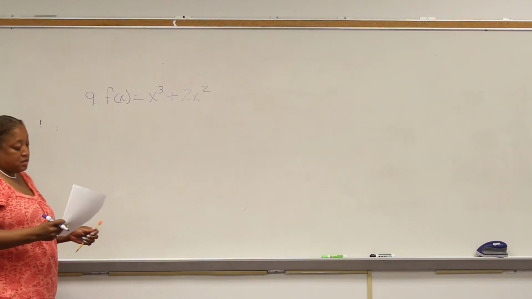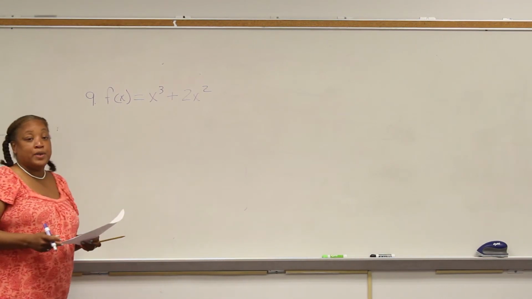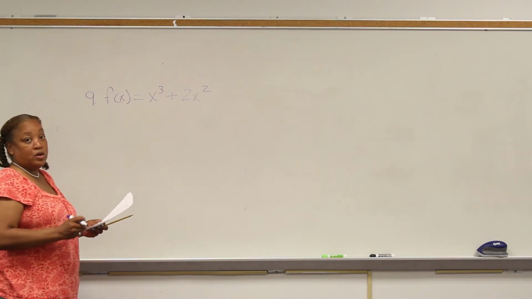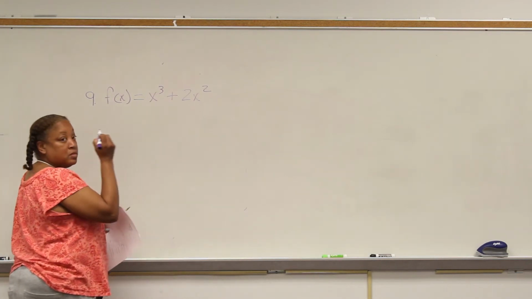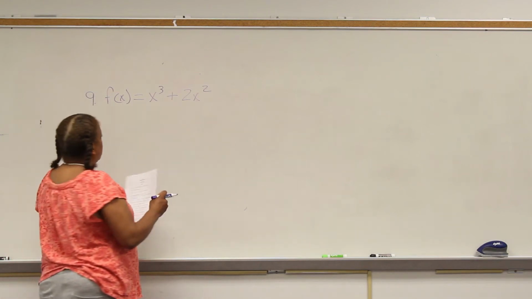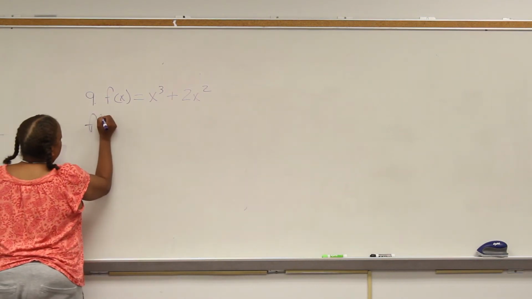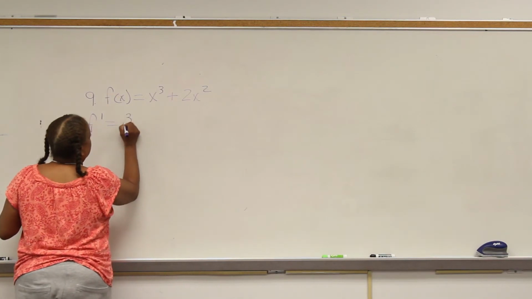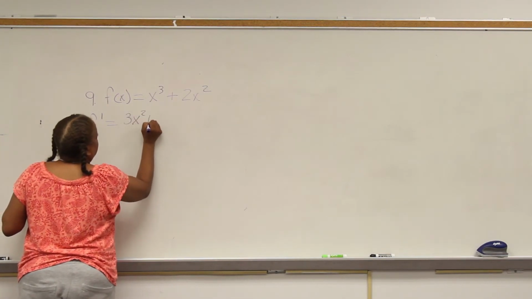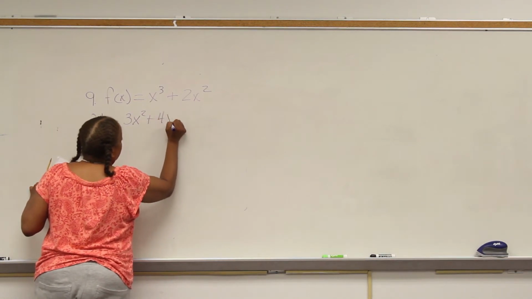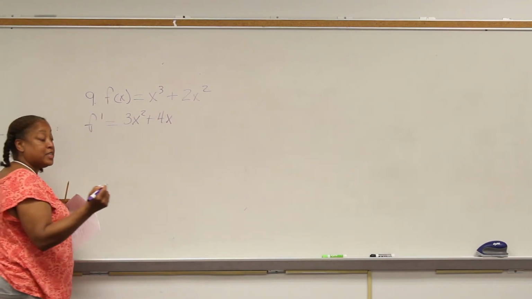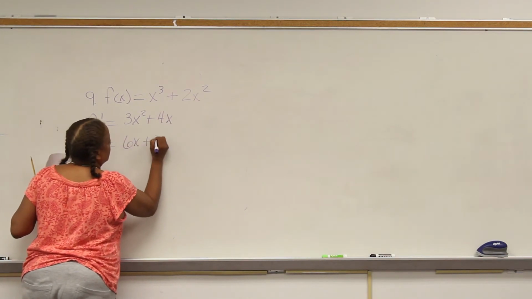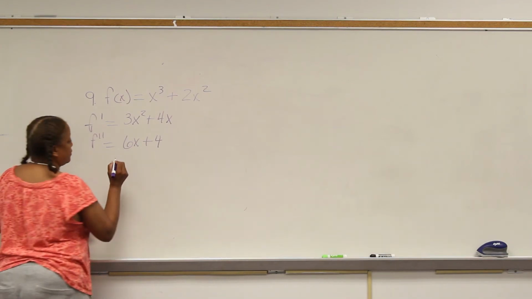So number 9 is f of x is equal to x cubed plus 2x squared, and we're trying to find on what interval this is concave up. So the first thing you do is get your first derivative, which is 3x squared plus 4x, and then you're going to take your second derivative, which is 6x plus 4. And then you're going to solve for 0.